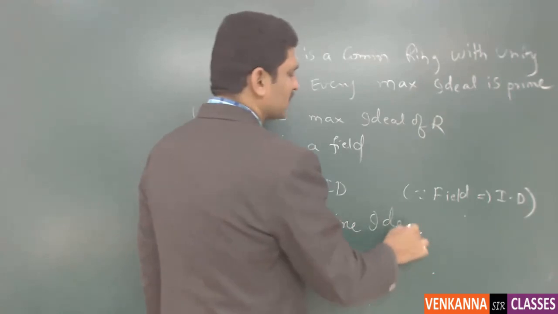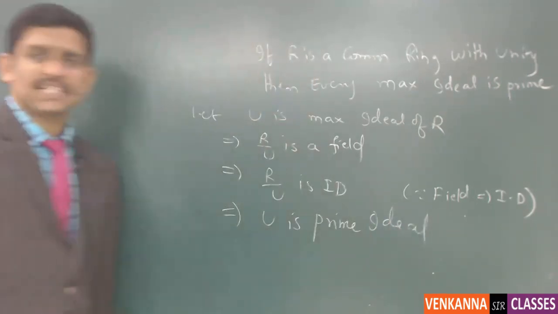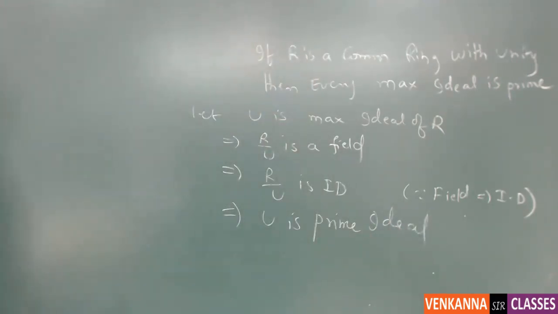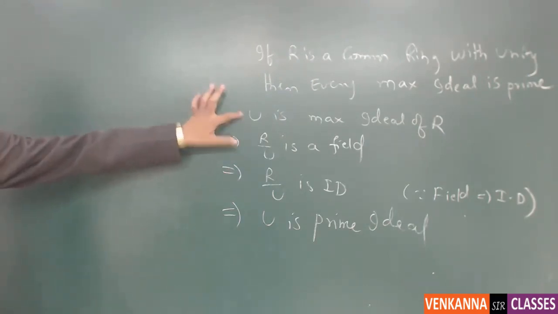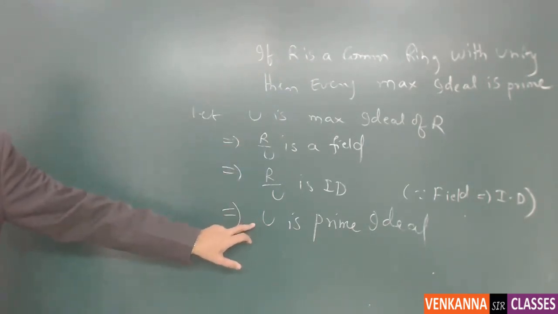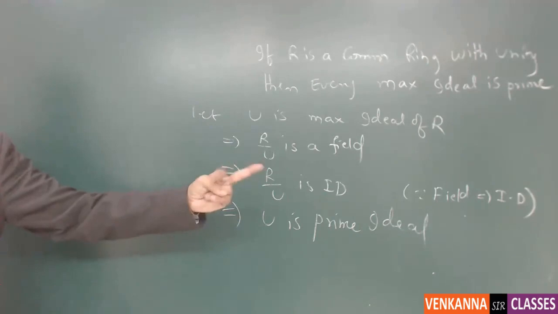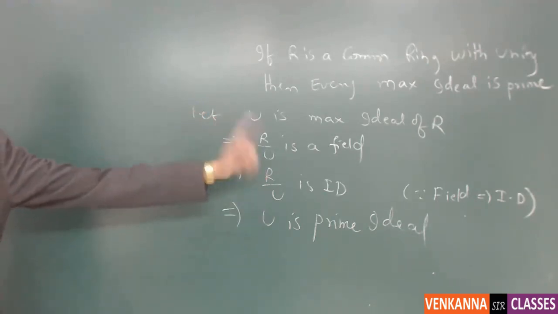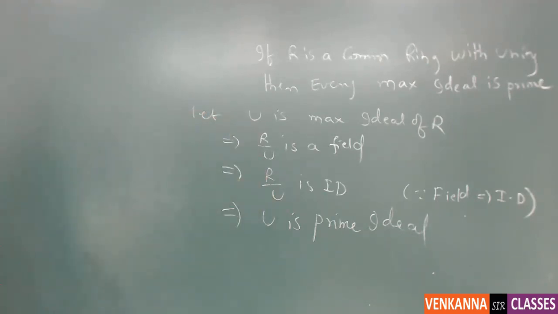It is also a result, the first result of today's class. Now see, every maximal ideal is a prime ideal. I simply combine the two results, and I got a new one. So in abstract algebra, by simply combining the statements of two or three results, you will get a new result. That is the beauty of abstract algebra.